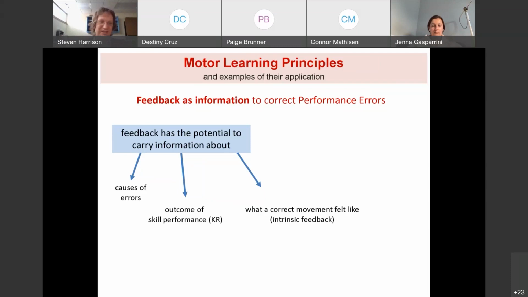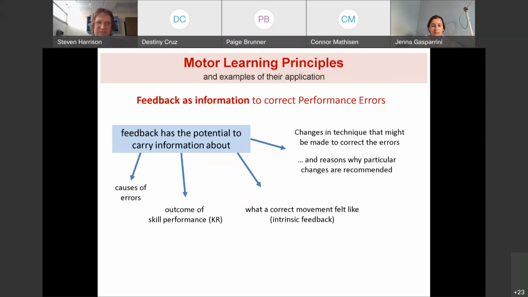If the patient knows that, they're going to be able to attend to what that movement feels like. They're going to be able to get intrinsic feedback that's going to help reinforce and support the ability to reproduce that more effective pattern in the future. And it's also going to potentially carry information about the changes in technique that could be brought to bear in order to correct the errors, elaborating on the reasons why particular changes are being recommended.